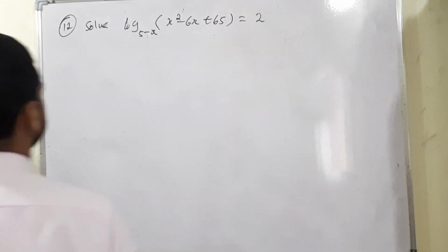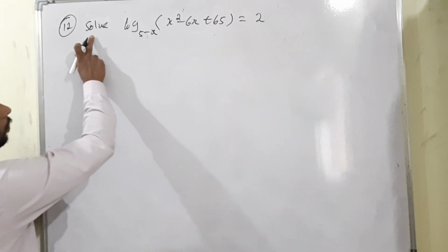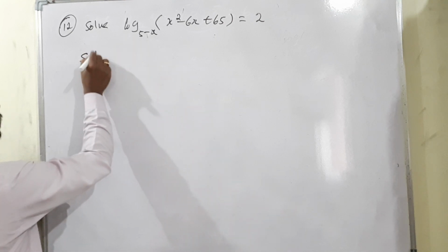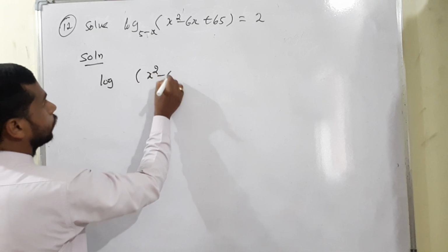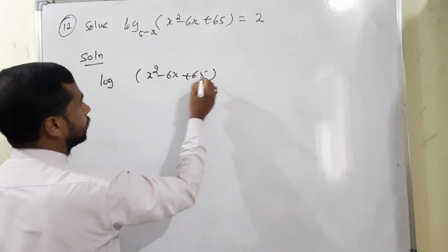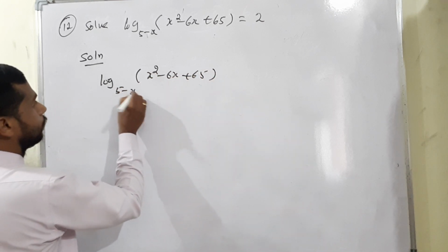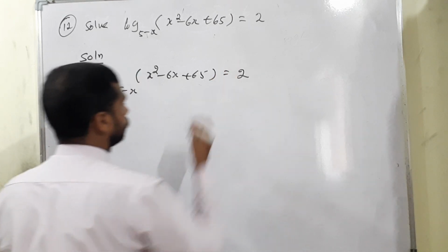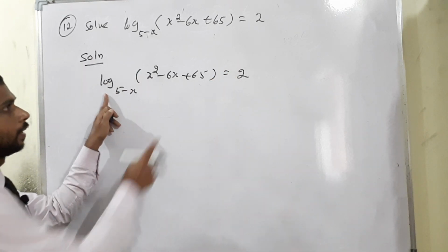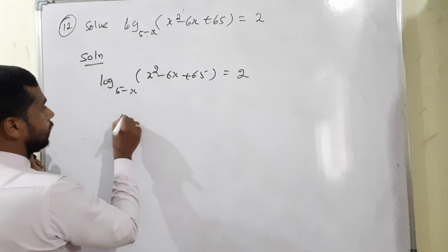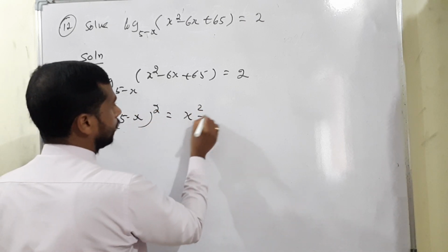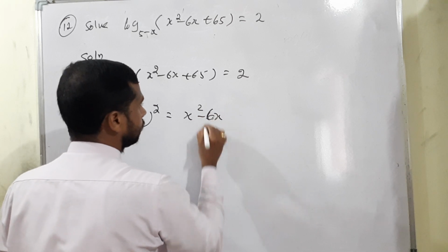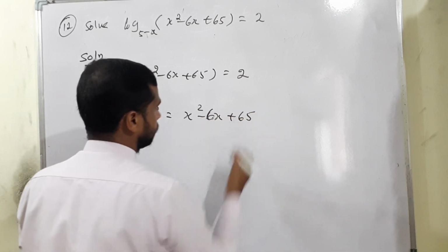Last question from exercise 2.12. Solve. Question: log of x square minus 6x plus 65, base 5 minus x, is equal to 2. Solution: if you remove the log, 2 comes to the exponent, that is 5 minus x the whole square is equal to x square minus 6x plus 65.